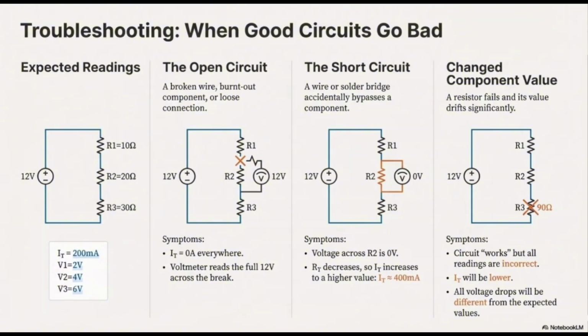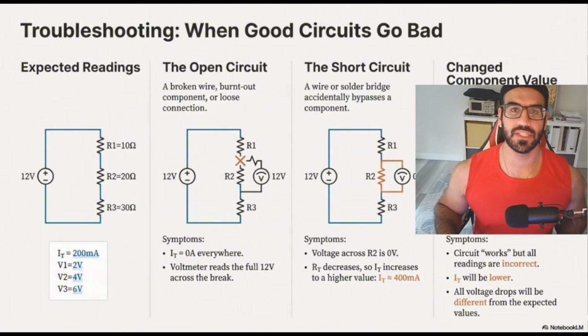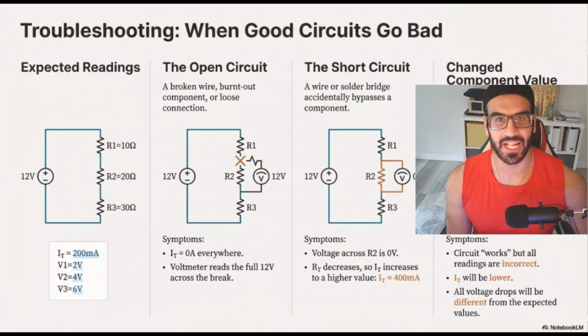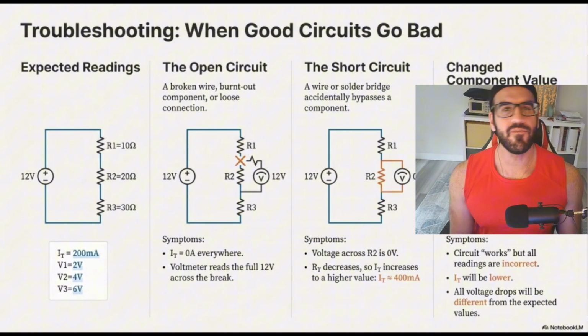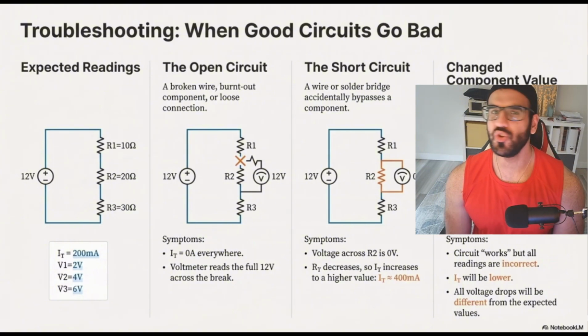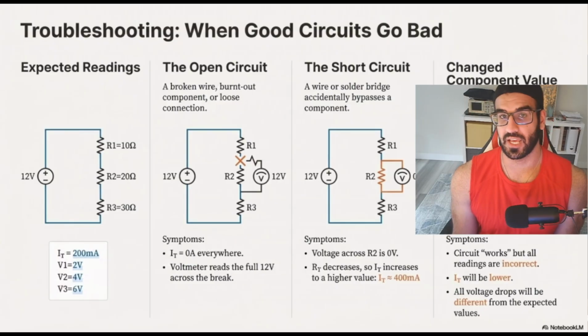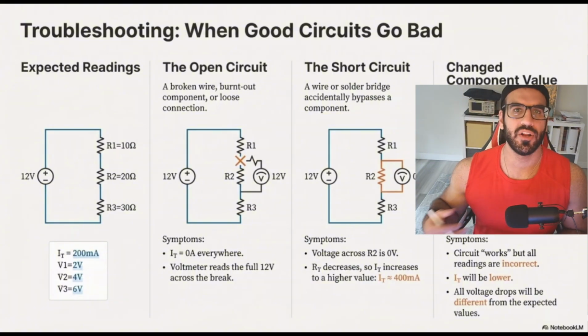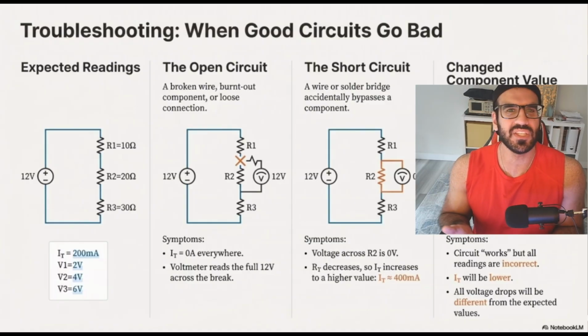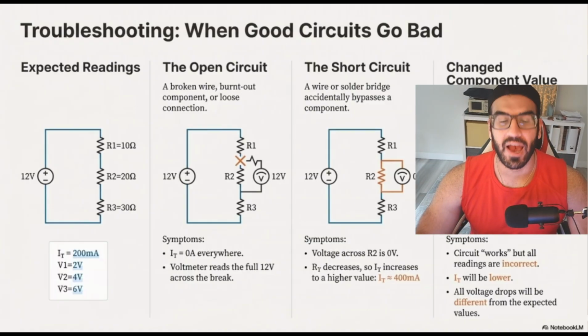So here's troubleshooting: when good circuits go bad. What does troubleshooting mean? It is a very important part of each electrician's or each electrical circuit's work. It means that everything seems fine, but you do have an issue. Your voltage source is connected to your load, but your lamp is not working, and you find out that the current, for example, should be 200 milliamps, but it's 0. So what is going on? This is the time that we have to do troubleshooting.